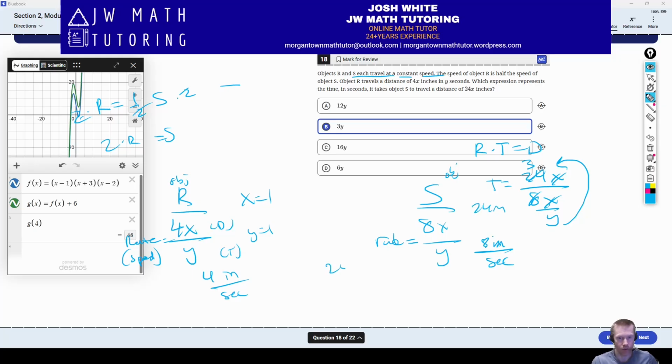So now you're basically saying, okay, 24 inches divided by 8 inches per second. Inches cancels out. 24 divided by 8 is 3. Seconds will go to the top. So the total time in this picking numbers example is 3 seconds. So now you plug in 1 for y, and you see 12, 3, 16, 6. 3 is the one that matches what you found when you worked it out by hand. Therefore, it's the correct answer.